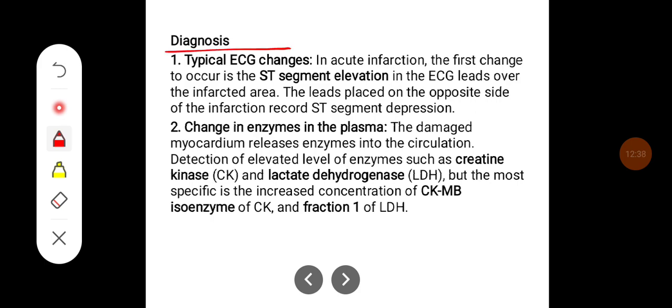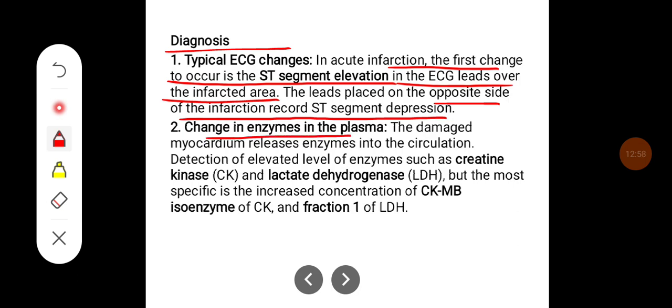Diagnosis of coronary artery disease. Typically, the ECG changes in acute infarction, the first change to occur, are ST segment elevation in the ECG leads over the infarcted area. The leads placed on the opposite side of the infarction record ST segment depression.